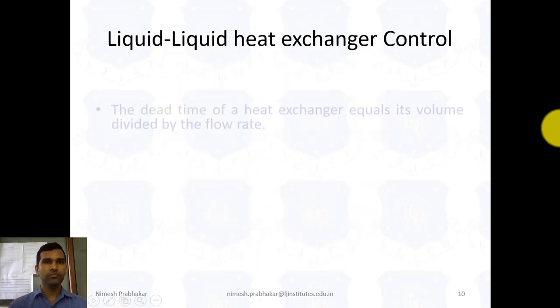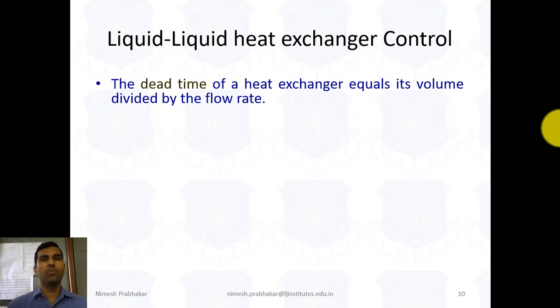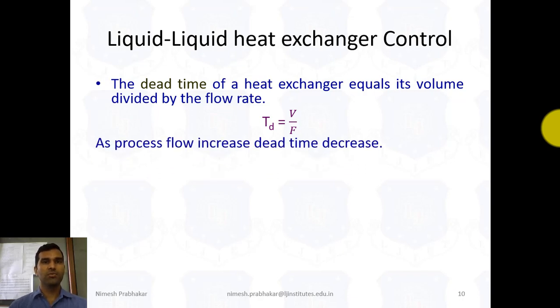Now the dead time of a heat exchanger is equal to volume divided by the flow rate. So we can represent in mathematical terms: dead time equals volume by flow rate. Now as process flow increases, the dead time decreases because these two terms, process flow and dead time, are inversely proportional.